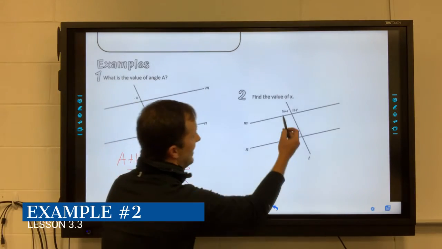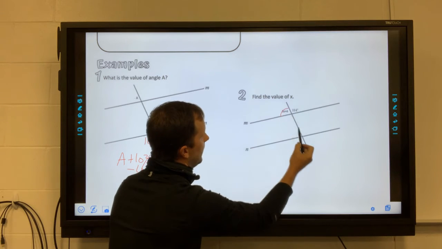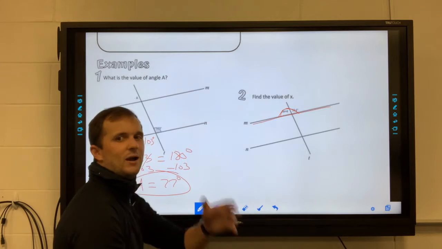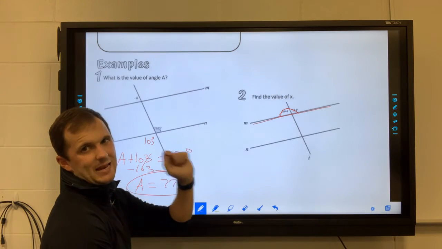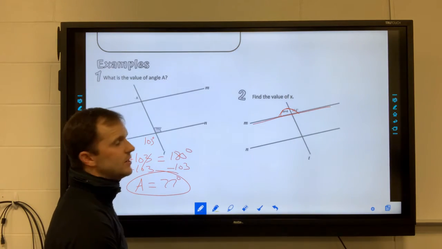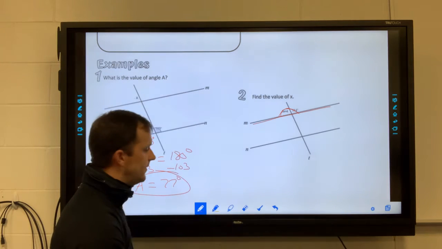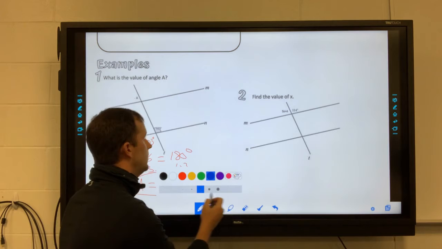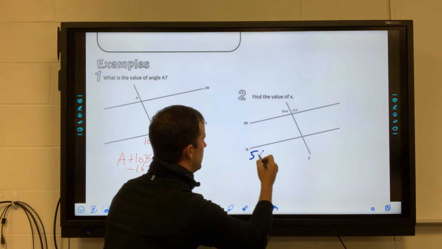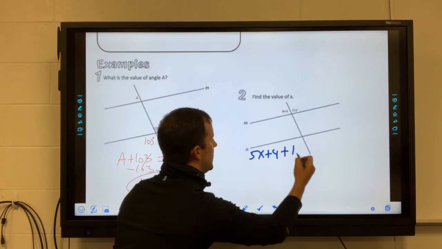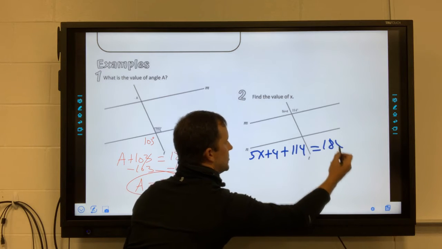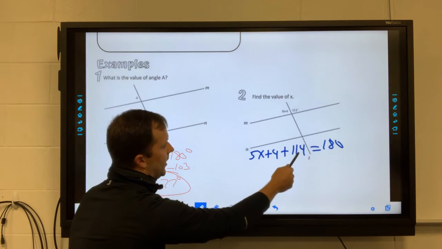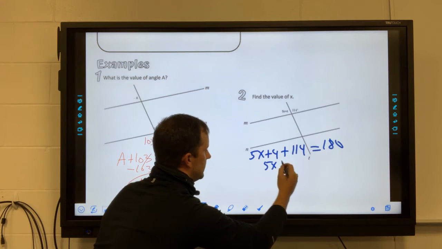Right now, 5x plus 4, this angle right here, and 114, those are forming a straight line, which means they are a linear pair. Remember, straight lines add up to 180 degrees. So these two angles are going to add together to equal 180. So what I have to do is take the first angle, which is 5x plus 4, and add it to 114, and all that's going to add up to 180 degrees, okay? So plus 4 and 114 is going to be 118.